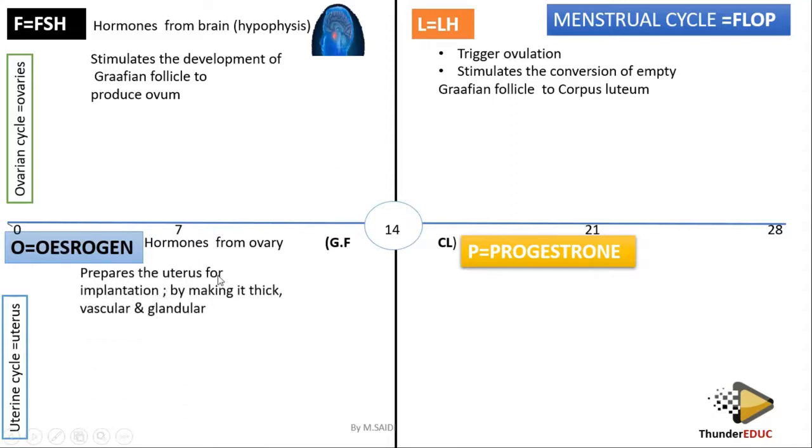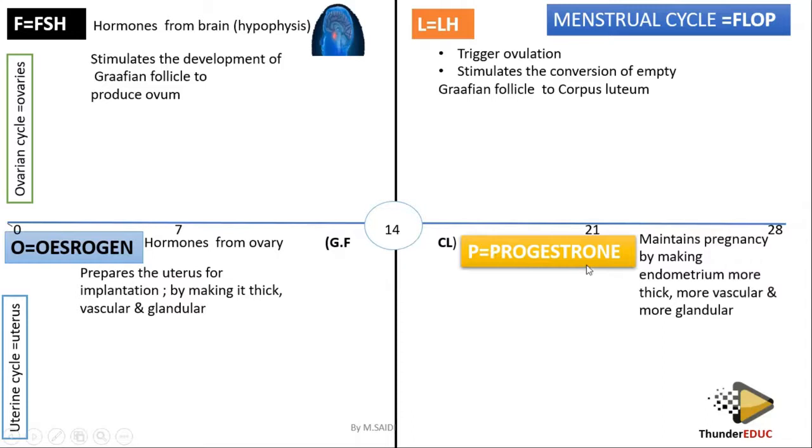This one prepares the uterus for implantation. But how does it make it prepared? It makes the uterus thick, vesicular, and then granular: thick like a sponge, vesicular with many blood vessels, and then granular with more glands. Yes, so the glands try to develop.